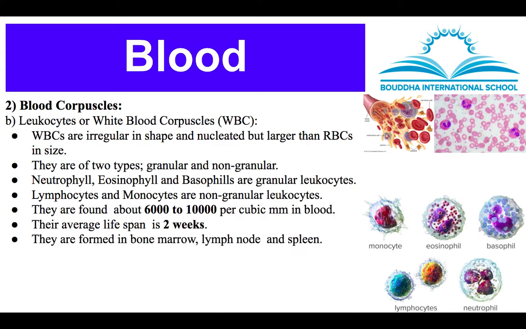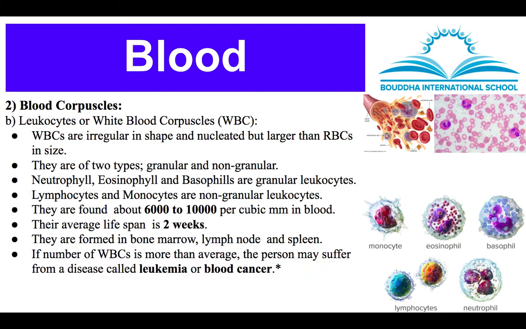It is formed in the bone marrow, red bone marrow, same as RBC, and it is also produced in the lymph node and spleen. Regarding the problem we see in WBC: if RBC is less, then it can cause anemia. But if WBC is more than average, then the person will suffer from a disease called blood cancer or leukemia. So if a question comes, how is leukemia or blood cancer caused, you can simply say, when WBC is present more than average, then leukemia is caused.